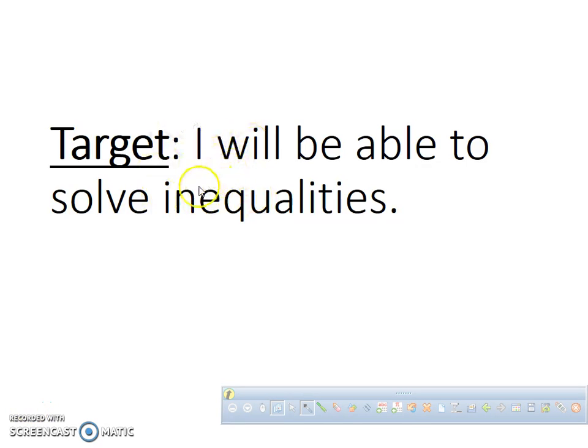Hey lovelies, today we're going to be talking about solving inequalities, okay? Inequalities are not the same thing as equations, but they have the same rules-ish. We're going to go ahead and get started.